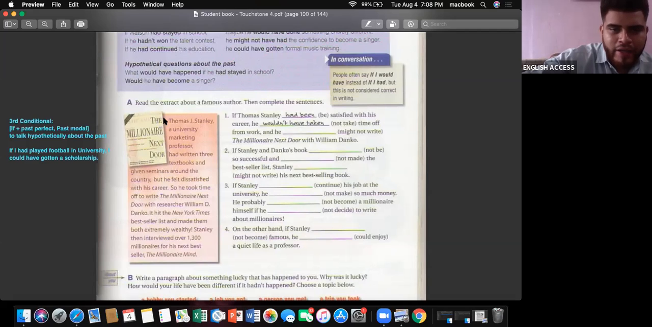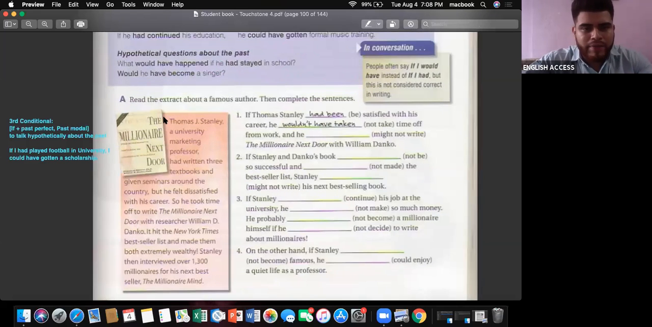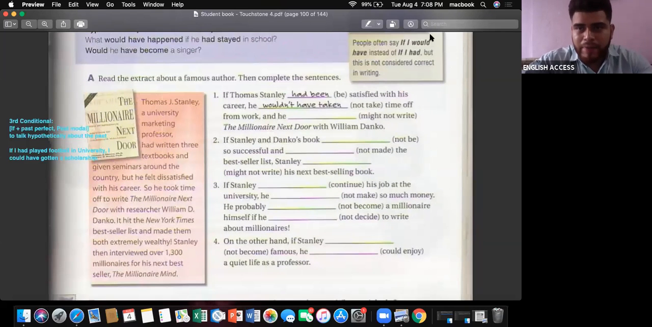Excellent. All right. So again, we're talking about this normal guy, a university marketing professor, who had written 3 textbooks and given seminars around the world, but he felt dissatisfied. He wasn't happy, and then he made this book and became rich and famous. Cool guy. And now, why did we read that? This information will help us with this next activity. The next activity is this.